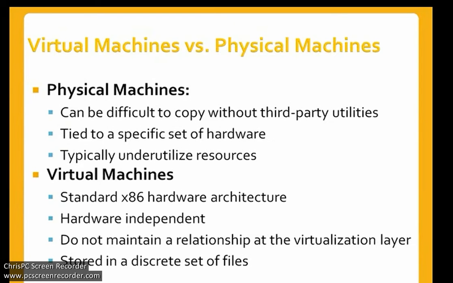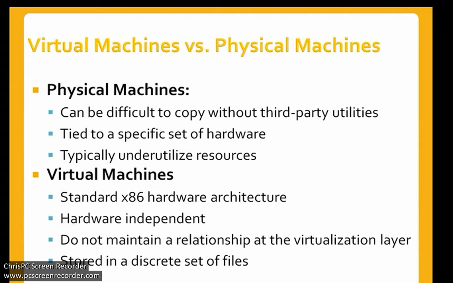What makes virtual machines so much different, so much better than a physical machine? A physical machine can be extremely difficult to copy, to move. You need third-party utilities. You need to have Ghost or Altiris in order to image them and then deploy them. And if they're not deployed on the same type of hardware, then you're going to have driver issues and compatibility issues. You can't move them easily. And physical machines, in most cases, will have underutilized resources. But how's it different with virtual machines?